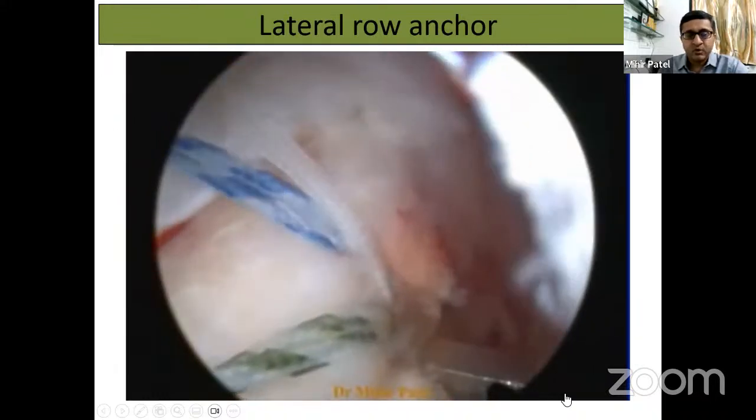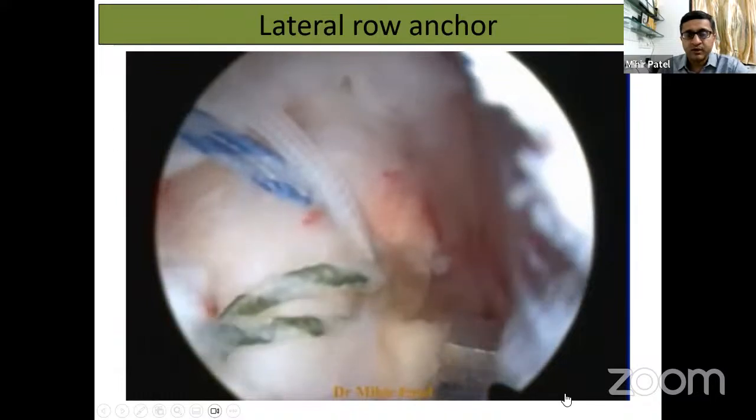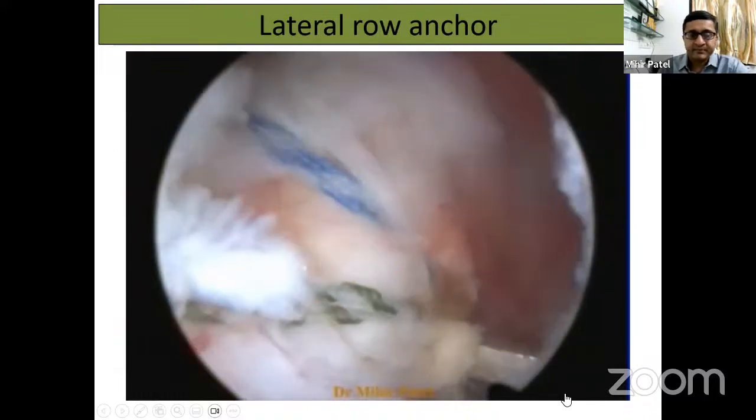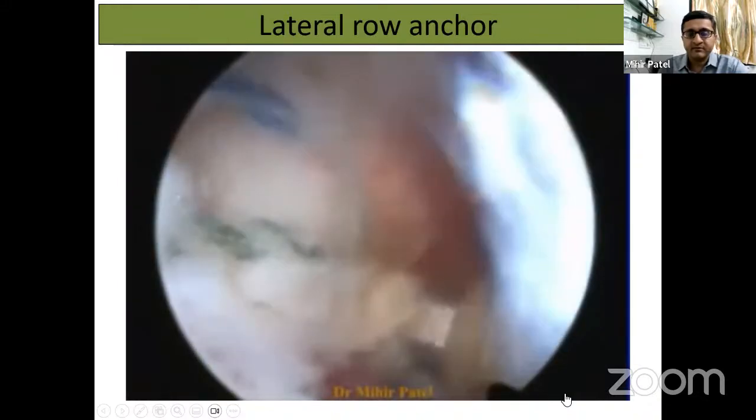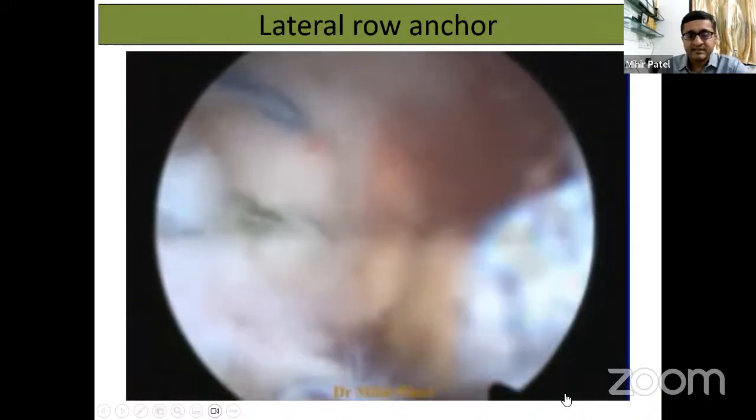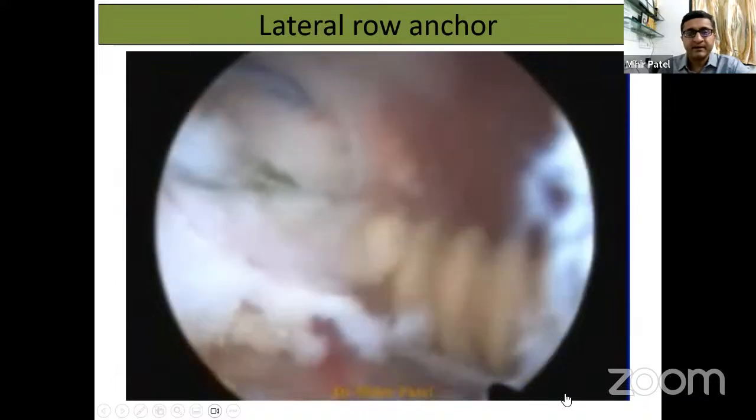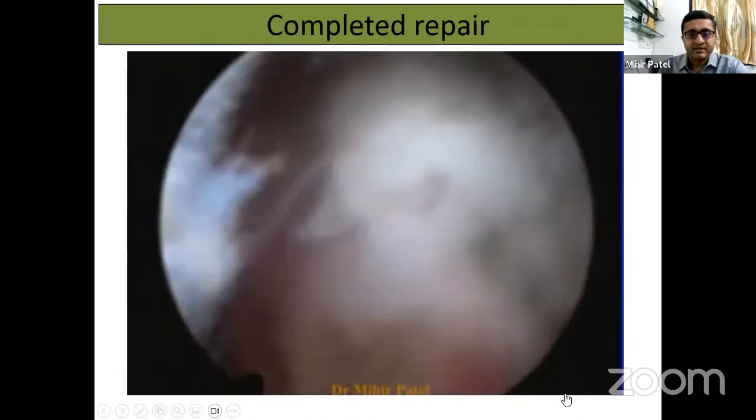As you can see, you don't want to tighten it too much because you want to have a tension-free kind of repair. And then you hammer the anchor and you screw it. So you get a kind of interference fit of the sutures against the tuberosity bone, thus completing your lateral row repair. So that's your completed product.